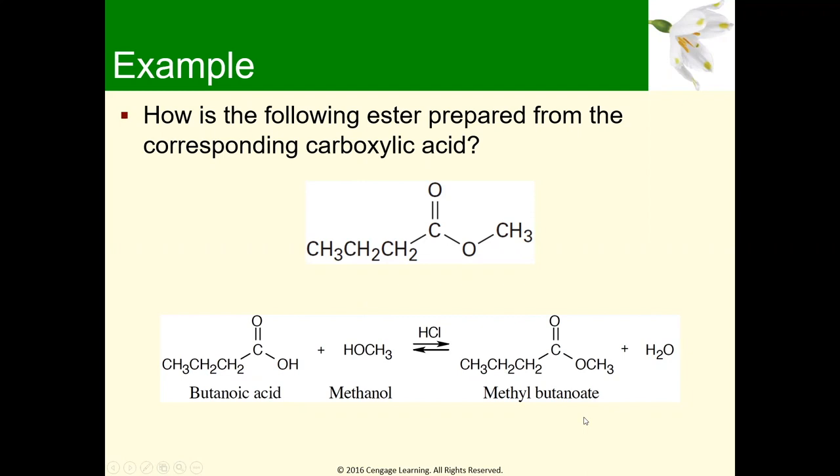By the way, I'm not even doing a section on naming this week, because there are so many different functional groups and so many unique rules. We're not even going to worry about naming them.